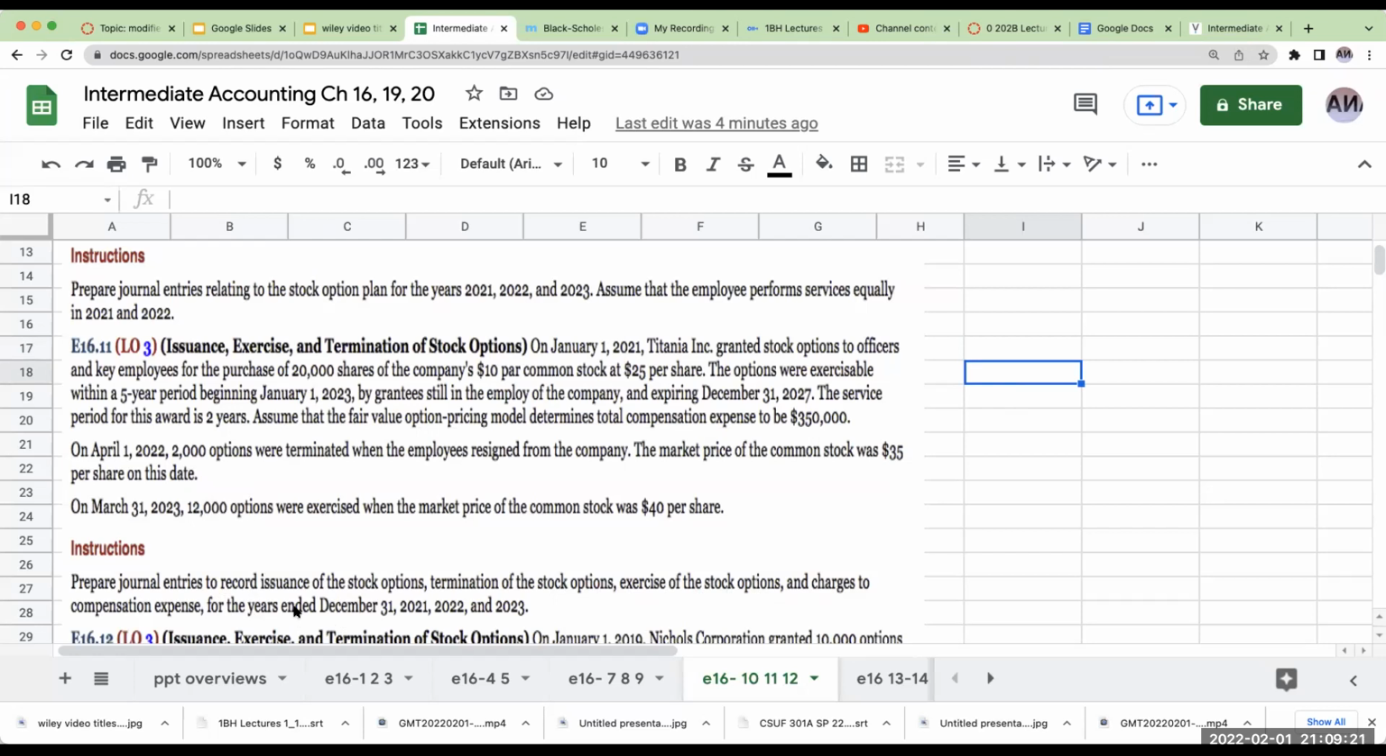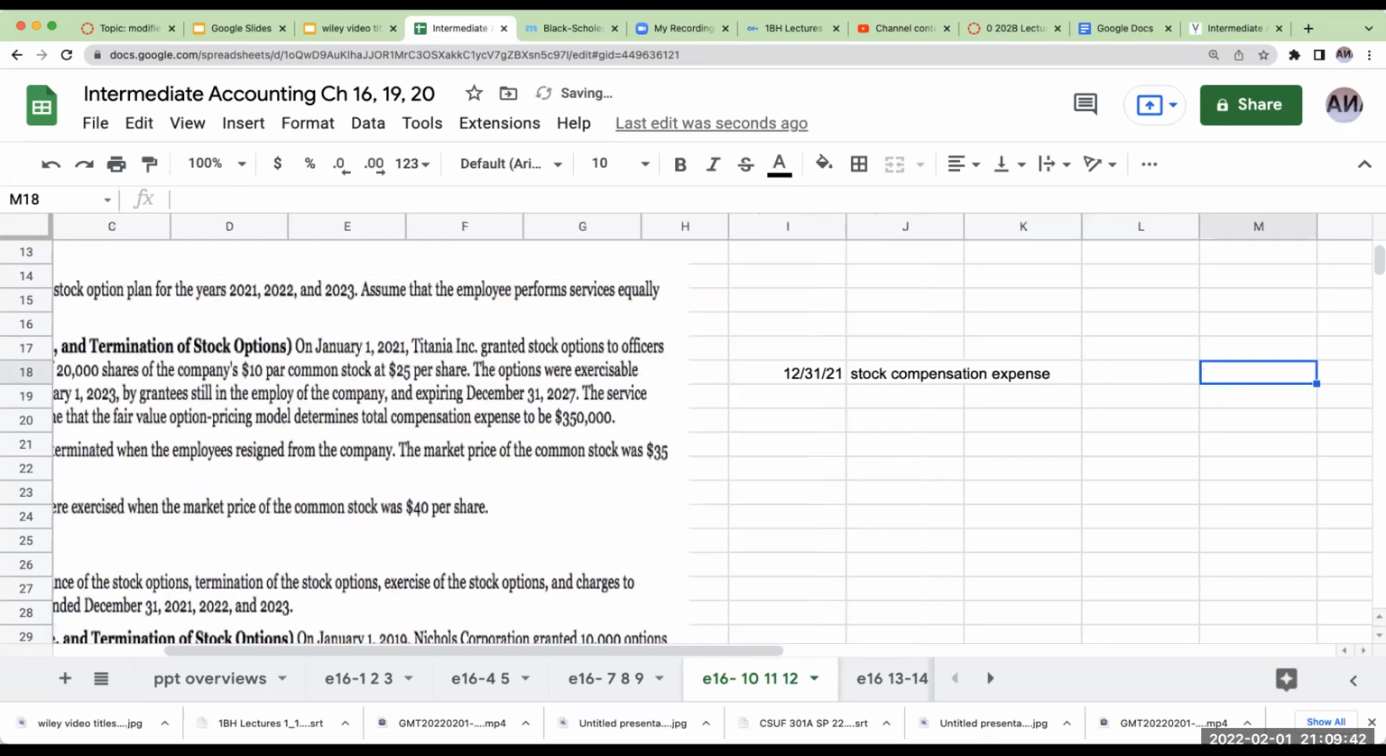When the stock options are actually issued, we're not going to make a journal entry, right? Because the employees actually have to serve the time. So that sounds like public accounting. So 12/31/21, because the service obligation is going to be for 2 years, we're going to record stock compensation expense. And this is going to be 350,000 divided by 2, or 175,000, with a credit to additional paid in capital stock options.